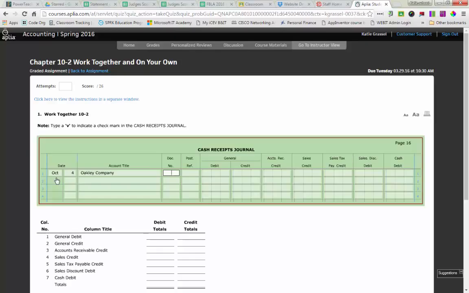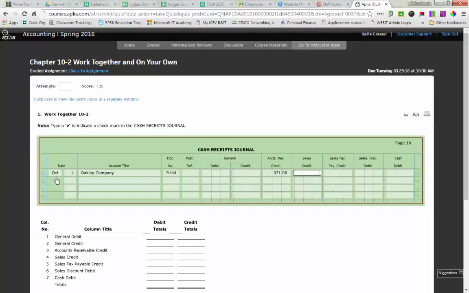My account title is going to be Oakley Company. I no longer write accounts receivable Oakley Company, because instead of writing the words accounts receivable, I put it in the column here, accounts receivable. That's what we did in the last chapter for accounts payable as well. Source document again, we're going to put in R144. I can't just put in 144 because notice on the top it doesn't say receipt number, it says doc number, so I have to include my letter.